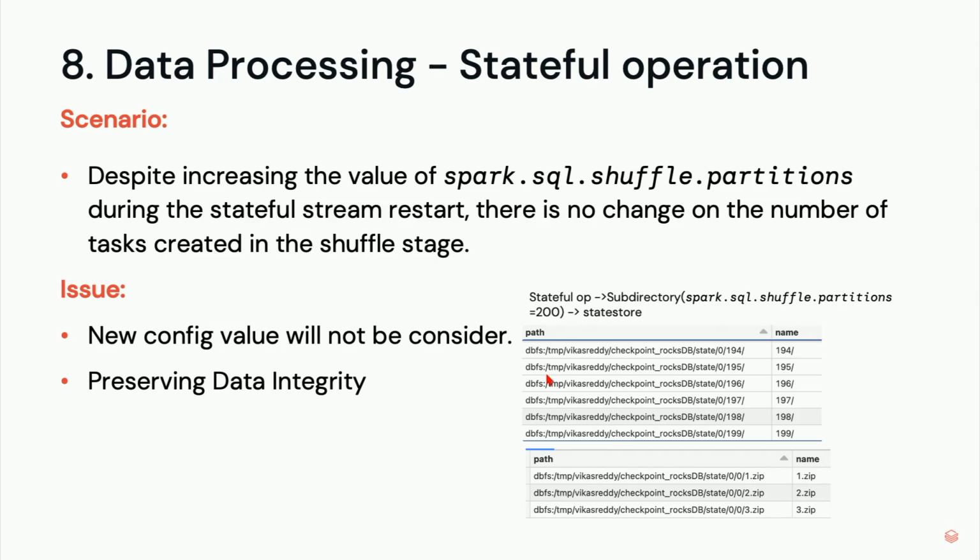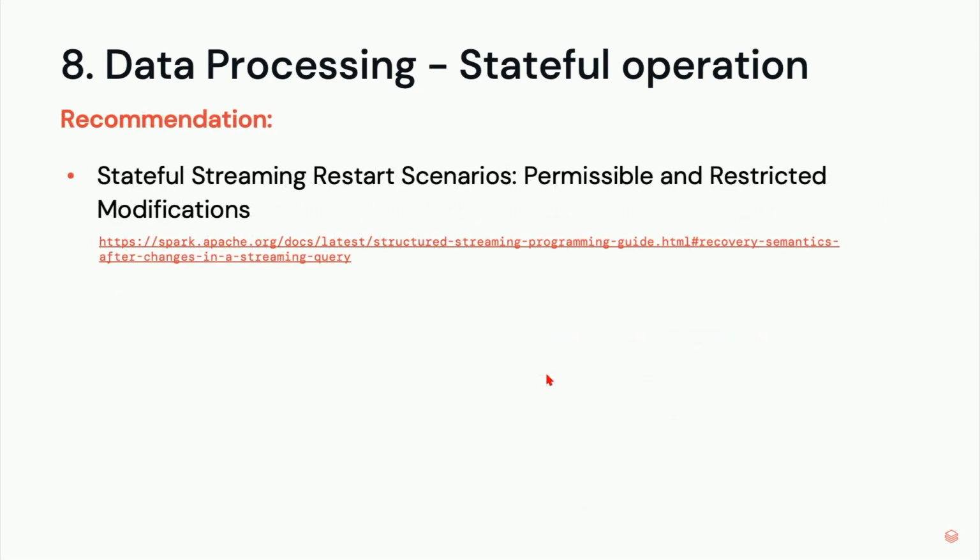If there are n number of shuffle partitions when you start your stream as a fresh stateful operation, the same number of subfolders will be created as part of each and every stateful operation checkpoint folder. So if that number changes, that will corrupt the state store. To avoid that state store corruption, the framework does not accept the new values when you restart the application. So the recommendation here is, we have to understand what things are allowed and what are not allowed while restarting a stateful streaming application.